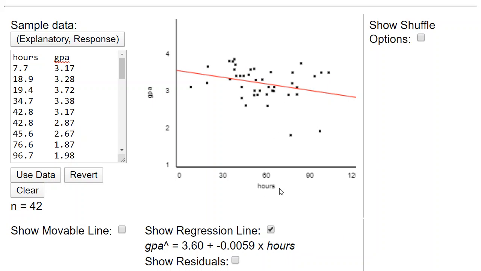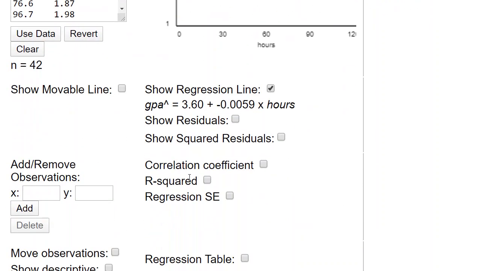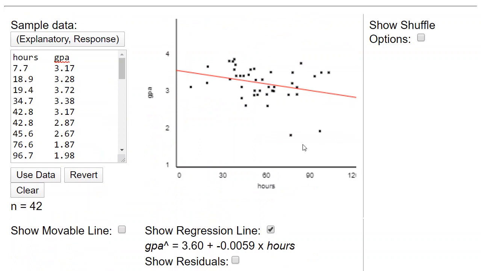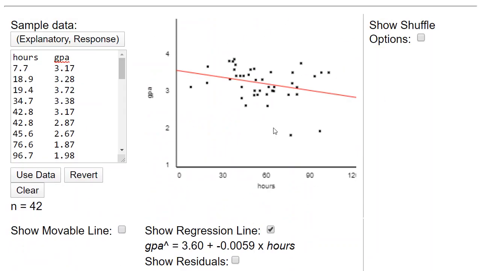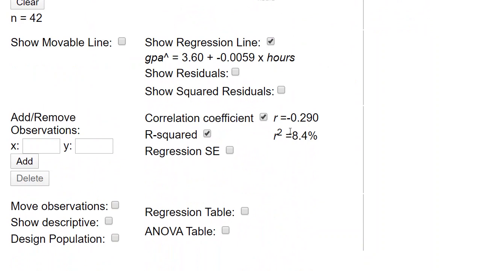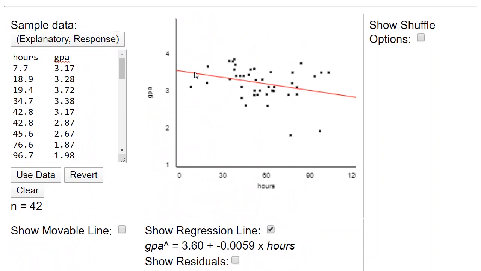Okay. All right, and if you wanted to know, the correlation coefficient is negative 0.29, so it's negative because it's a negative relationship. It's not 0. And the R-squared value is 0.084, which they give you as a percent. Now, that's not very strong. This means that if this relationship is true, it would mean that 8.4% of the variation in GPA is explained by the number of non-academic hours.